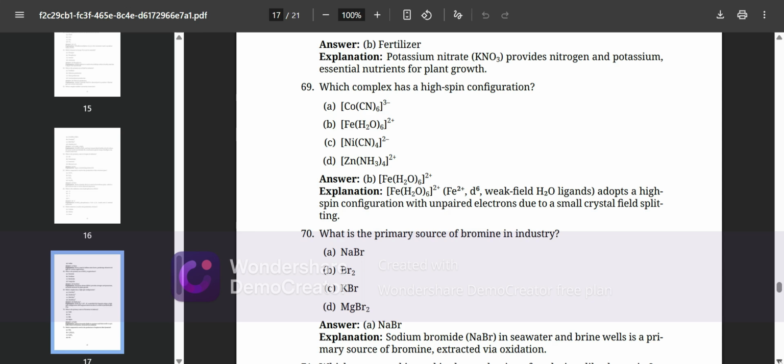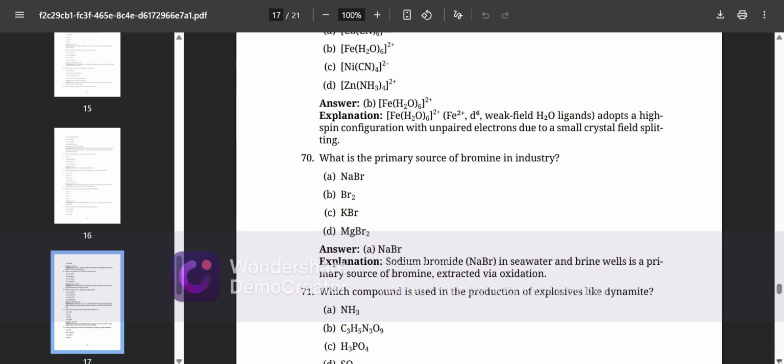Which complex has a high spin configuration? [Fe(H2O)6]2+. Fe2+ is d6, and weak field H2O ligands adopt a high spin configuration with unpaired electrons due to a small crystal field splitting.